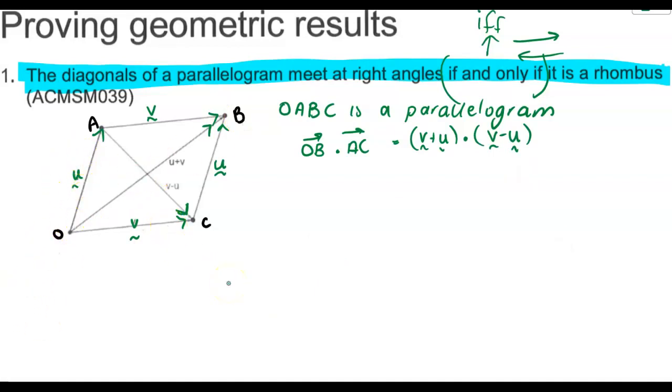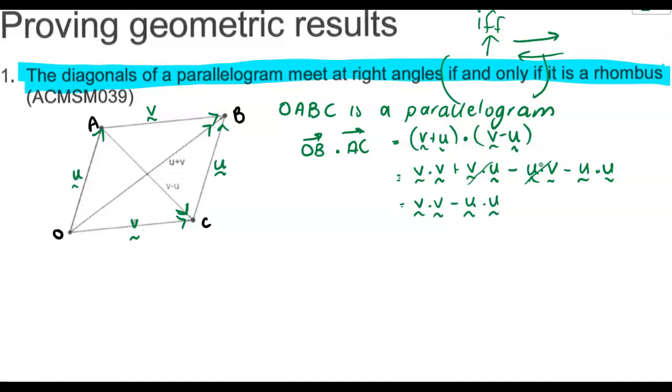So we need to expand that out. Expanding that out, we're going to have V dot V plus V dot U minus U dot V minus U dot U. Because it's commutative, V dot U and U dot V are going to be the same, so they cancel each other out. And so what we end up with is vector V dot vector V minus vector U dot vector U.